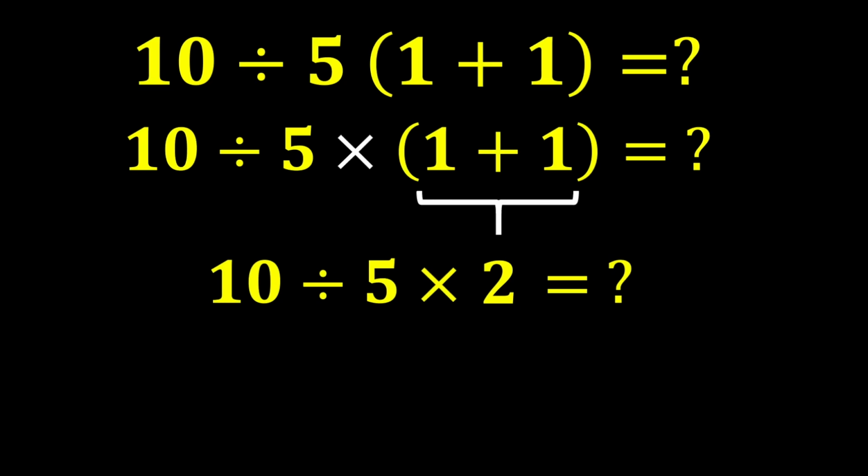Now, in this expression, there is both multiplication and division. According to PEMDAS, since multiplication and division have equal priority, we move from left to right, and whichever operation we reach first, we perform it first.